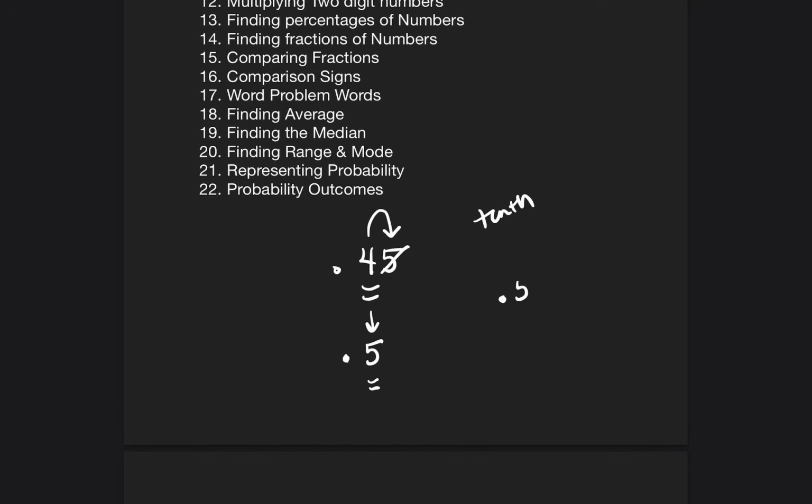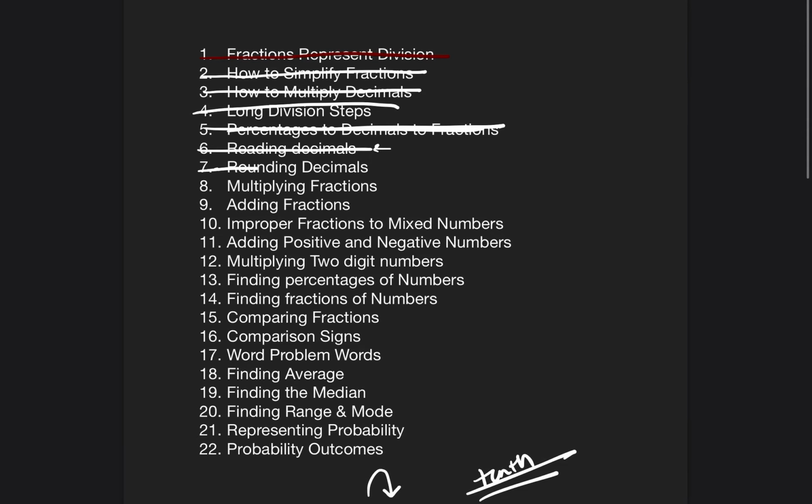So my answer would be 0.5. The reason why I stopped at 0.5 is because the 5 is in the tens place, and that's the place that we were rounding to. Okay, great job, everyone. We practiced or reviewed rounding decimals.